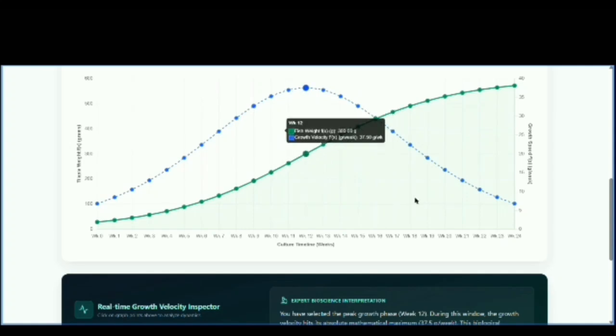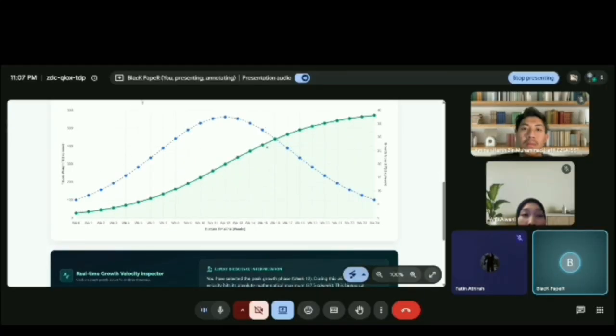To improve this project, I recommend adding a light and dark mode toggle. More importantly, we want to allow farmers to input their own plant data to generate custom growth graphs on the spot. In conclusion, using math in aquaculture removes guesswork, saves money, and helps secure our food supply.